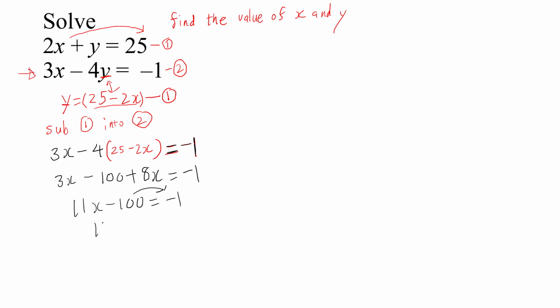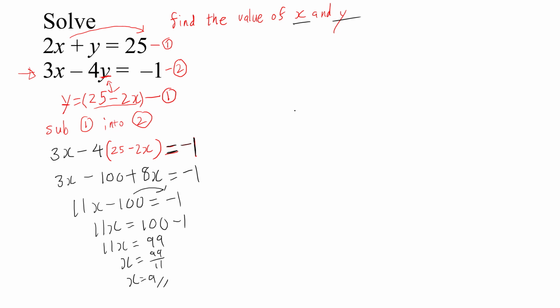Negative 100 I move over. I will have 11x equals to 99. So x will be equals to 99 divided by 11. So x will be equals to 9. Now, of course, you are tempted to say, okay, I have found x, done. But keep in mind, when it is a simultaneous equation, you have to find both x and y.